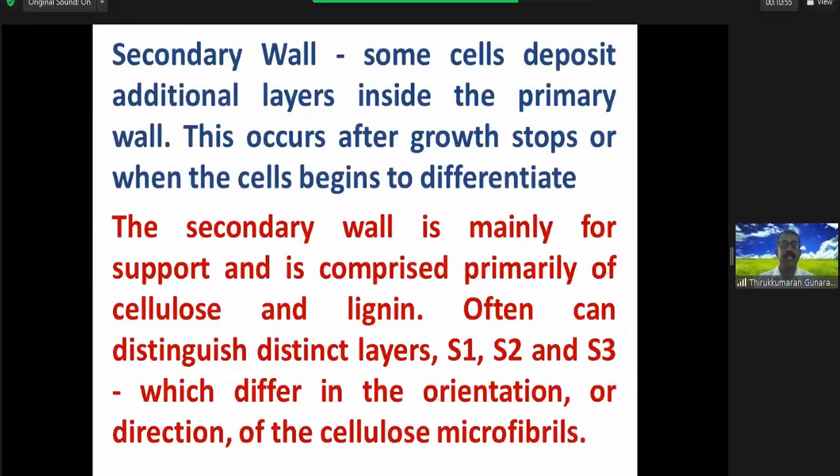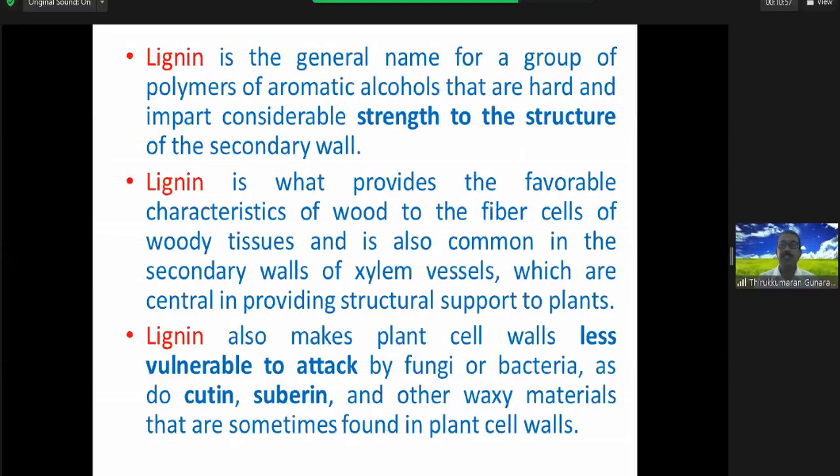And about that lignin, you can also write, because the center of the plant comes from the plant cell wall. So within the wall, the secondary cell wall, within the secondary wall, which is important, the lignin. So we have to mention something about the lignin. Lignin is the general name for the group of polymers of aromatic alcohols that are hard and impart considerable strength to the structure of the secondary wall.